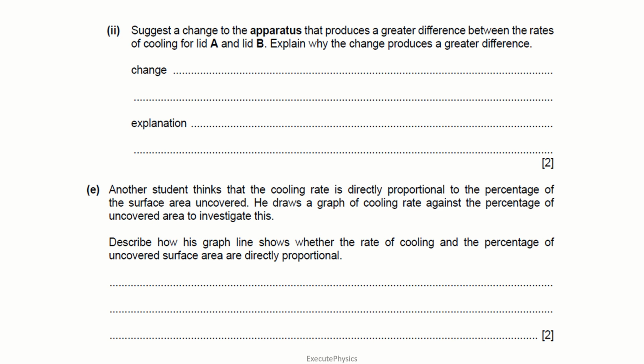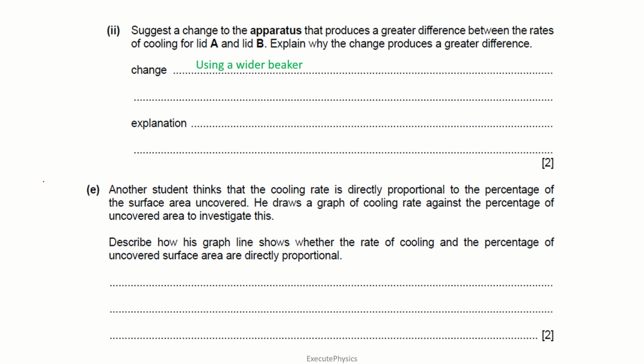How can we introduce that with the same lid A and lid B? There are different options. First option is you can use a wider beaker. There are several answers for this. But whatever answer you write, you should write the explanation also. Then only you will get 2 marks. You can use a fan nearby, or anything that you come across. You can think about it and write.